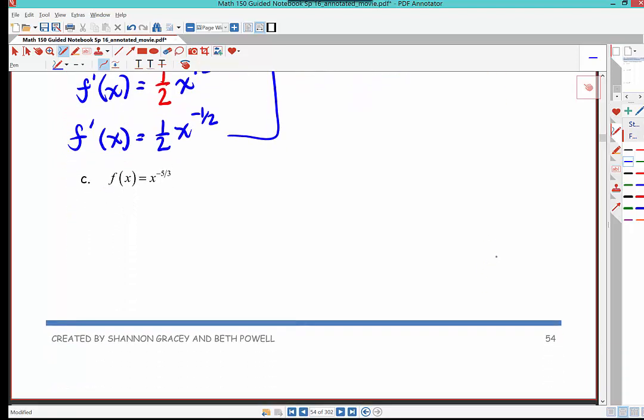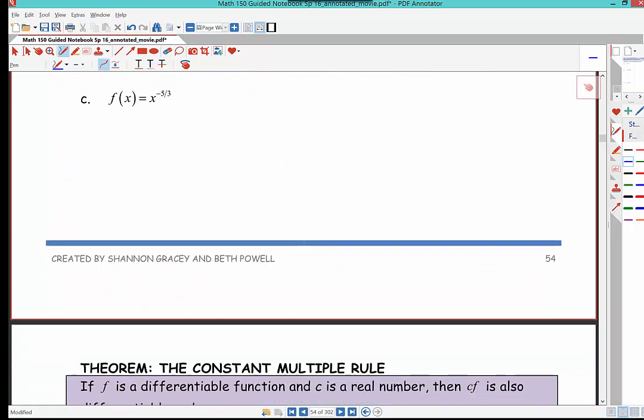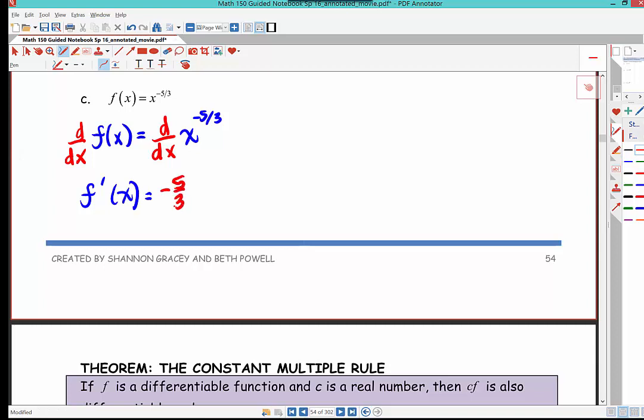Let's see how we did on the next one, and feel free at any time to pause the movie and try it out yourself. So we have f of x is equal to x to the negative 5/3. Applying the derivative with respect to x on both sides, we get f prime of x equals, good, negative 5/3 times x to the negative 5/3 minus 1. Right, so be careful on these.